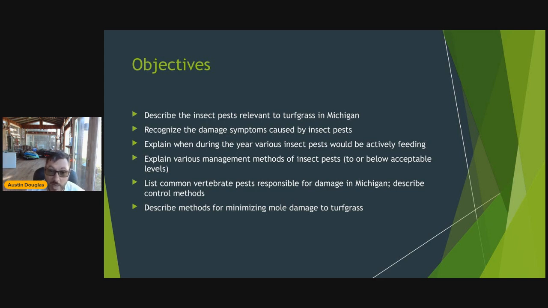So we want to recognize the damage and the symptoms caused by these insect pests or vertebrate pests. You want to be able to explain when during the year various insect pests would be actively feeding. A little teaser there, they're pretty much going to be feeding around the same time of year, because that's when insects become active. Explain the various management methods for insect pests. Basically, when we manage insects, we want to manage them to or below an acceptable level. We also want to be able to list the common vertebrate pests responsible for damage here in Michigan. Again, this applies to a lot of states. Describe control methods, and then we also want to describe methods for minimizing mole damage to turfgrass.